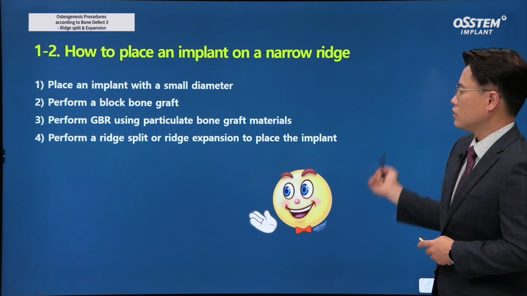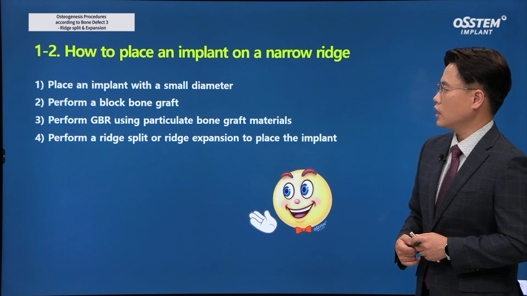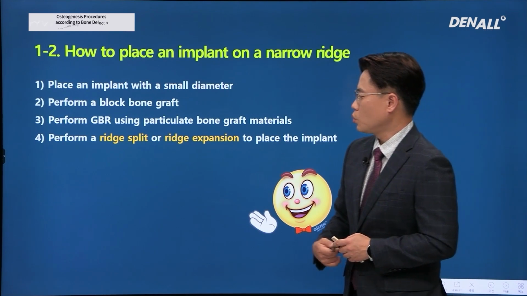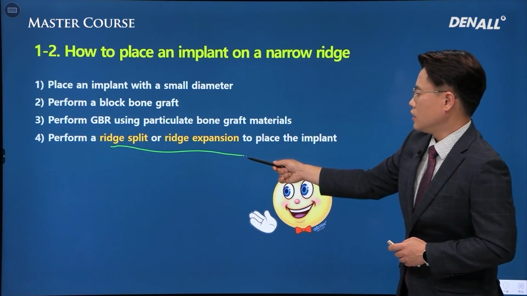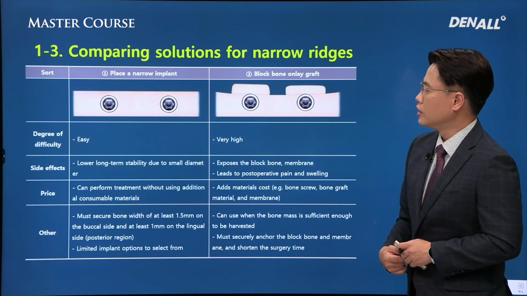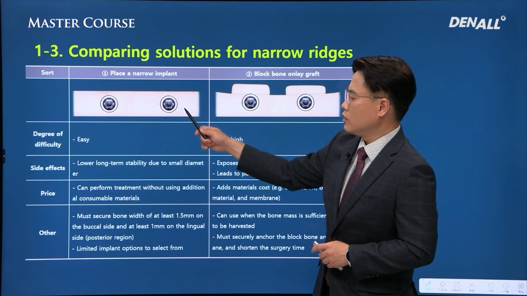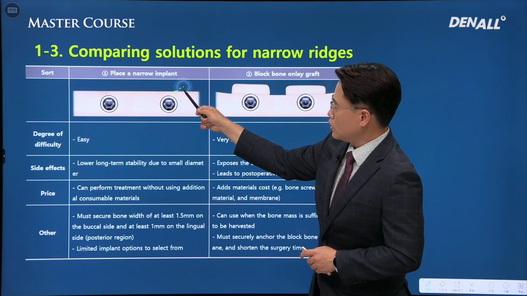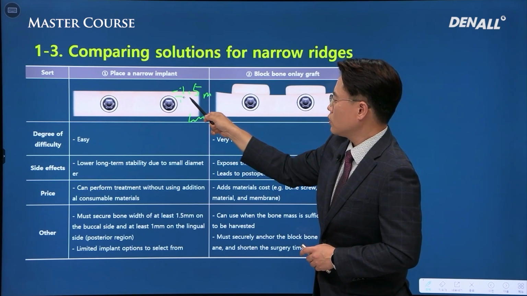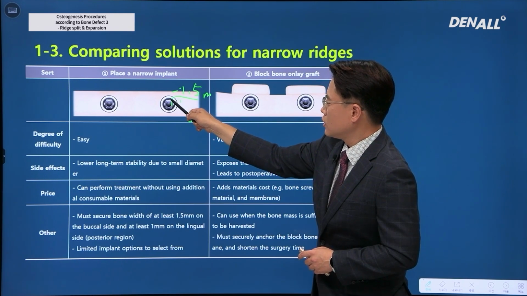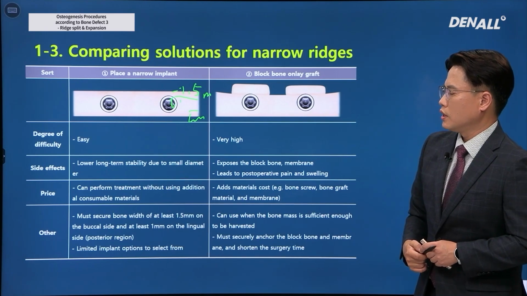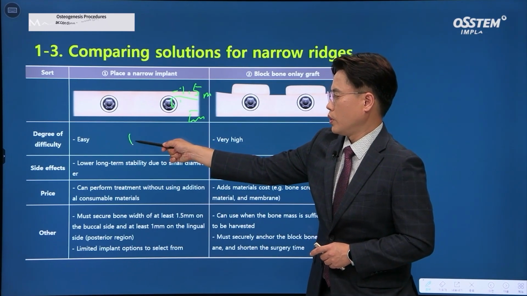Then what kind of actions can we take? Largely can be divided into four. Today, we're going to focus on ridge split and ridge expansion. Let's take a closer look at each. If there's a narrow ridge, there's going to be 1.5 millimeter here and 1 millimeter bone here. In order to secure this width, perhaps we can reduce the diameter of the implant. We can use narrow diameter implants. Then, the degree of difficulty will become easy.